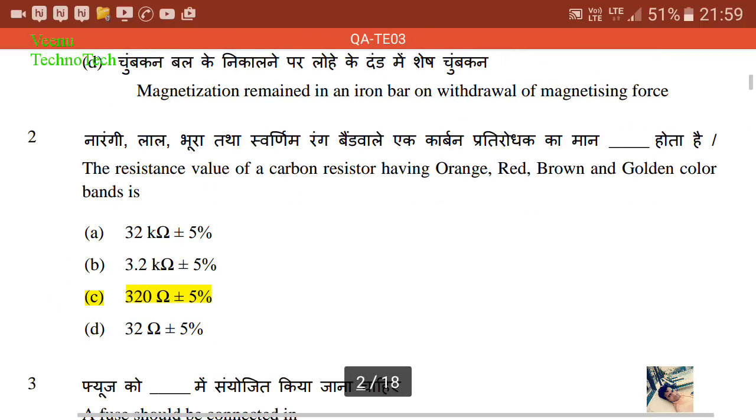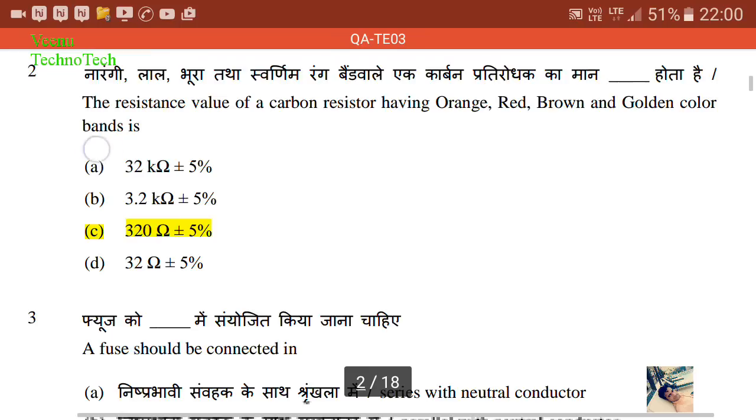Next, the resistance value of a carbon resistor having orange, red, brown and golden color bands. Orange representing 3, red representing 2, and the third band representing power, brown color representing 1, so 10 to power 1, and the golden fourth band representing tolerance, golden representing 5% tolerance. So correct answer is 320 ohm 5%.